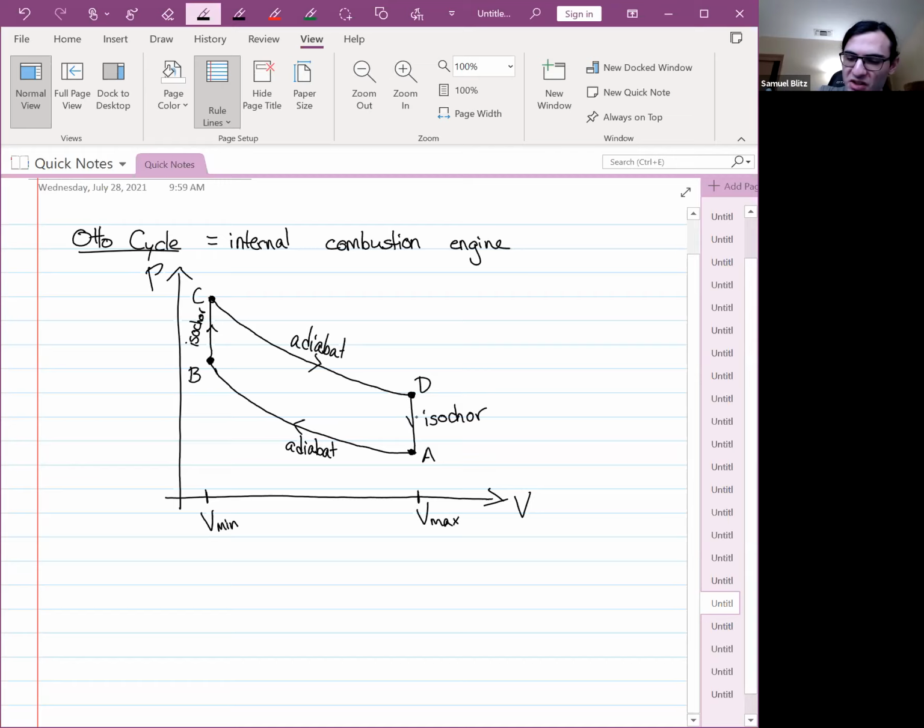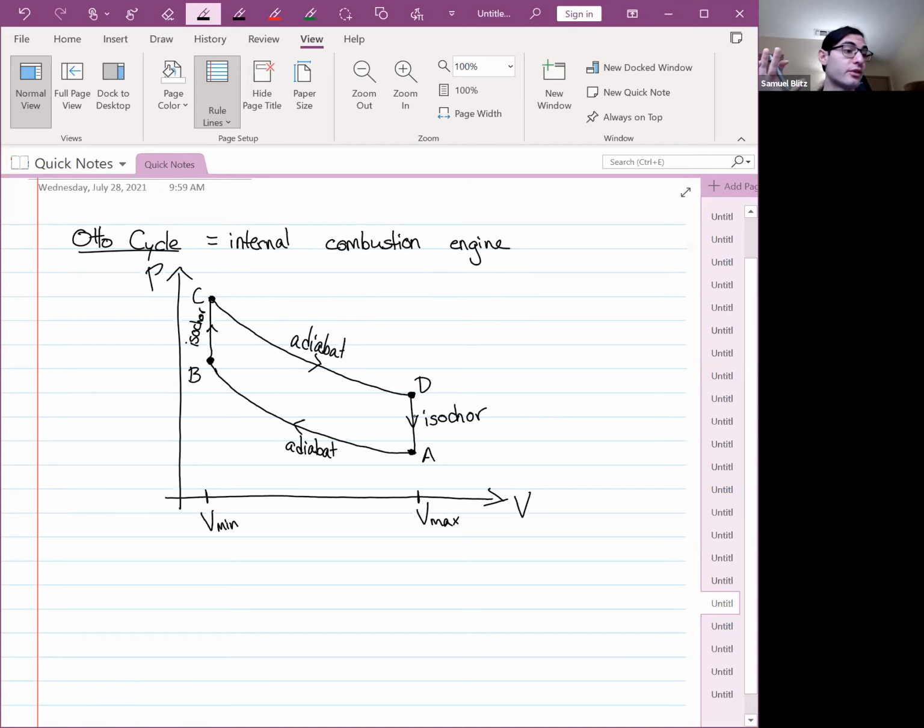Now, clearly, this is just an approximation of a true internal combustion engine, but it's a fairly good one, right? Because this explains the cycle. And no, the diesel cycle and the Otto cycle are different, even though they both use internal combustion.